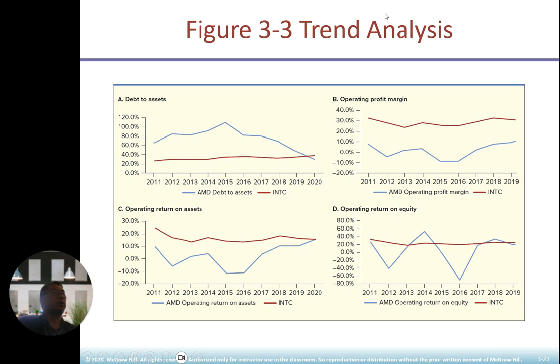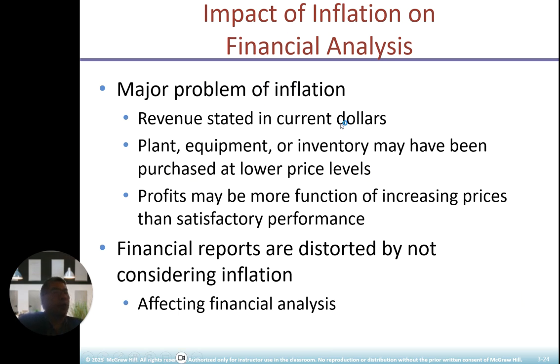So this is trend analysis. Basically, you take a trend over, from this one, it looks like 10 years. When I was an investment analyst at Nomura and Morgan Grenfell, we used a 5-year comparison. When we do a financial forecast, we also do the same thing. We use 5 years. The major problem of inflation is that revenue is stated in dollars.